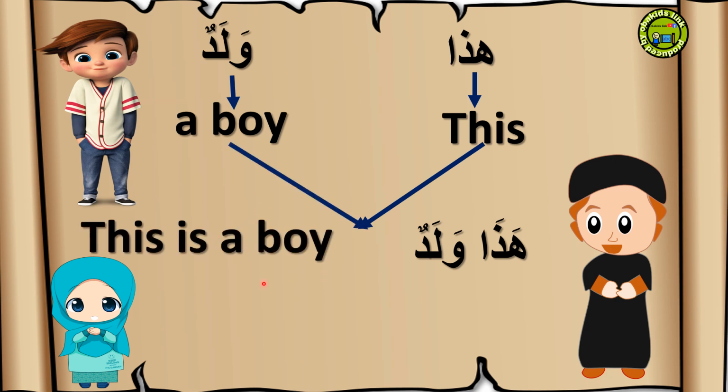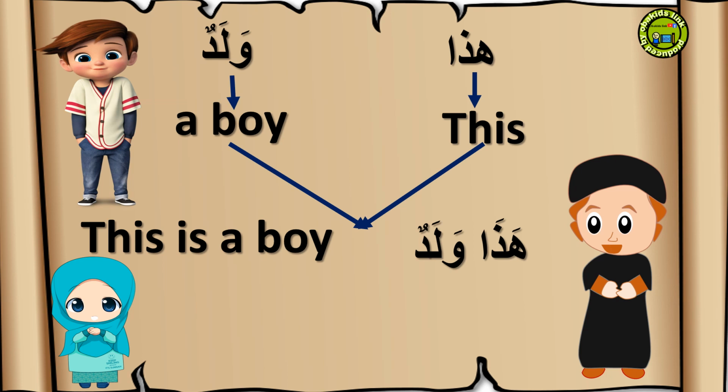Let us look at the example again. This is هذا. هذا is a singular demonstrative pronoun, which means this. This is waladun. Waladun is a singular noun, which means a boy. Now if we combine هذا and waladun together, it makes هذا waladun, which means this is a boy.